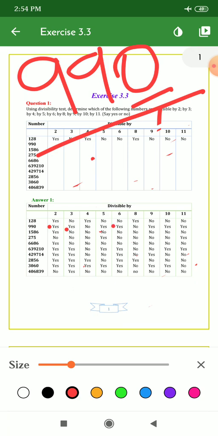आँख बंद करके आप लिख दोगे yes for 6. अगर 2 और 3 से जा रहा है, it will definitely go for 6 also.